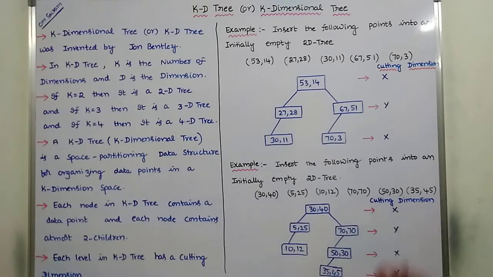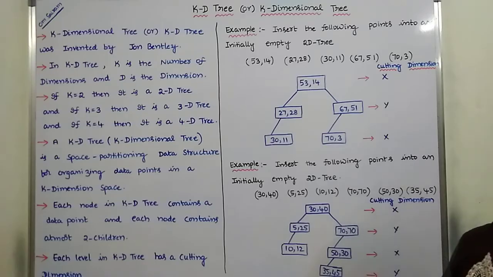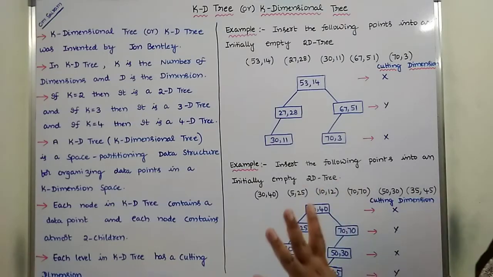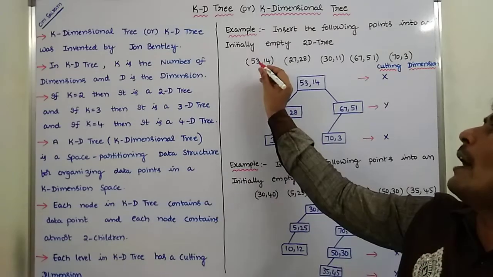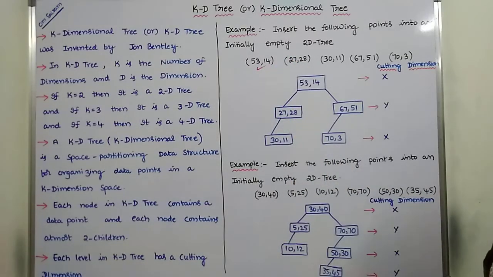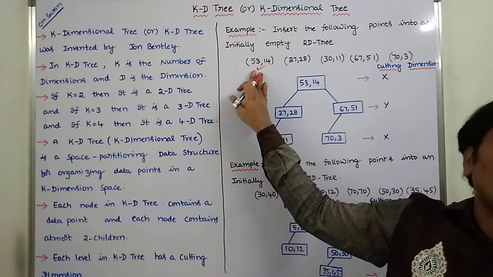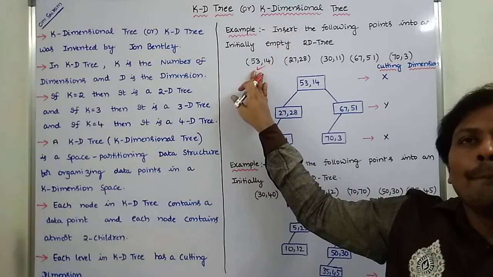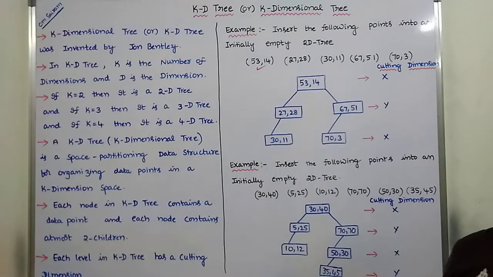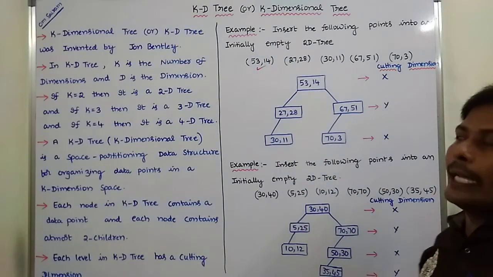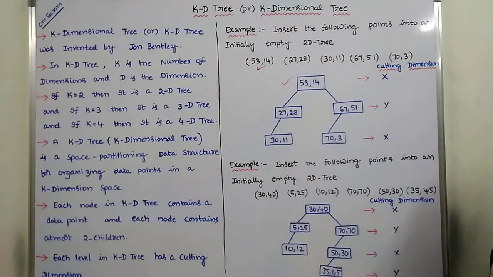Initially we are taking the empty 2D tree. There are no nodes in the empty 2D tree. First we are considering 53 comma 14. This is the first node and the root node, because before inserting this data point there are no data points. So we insert 53 comma 14.